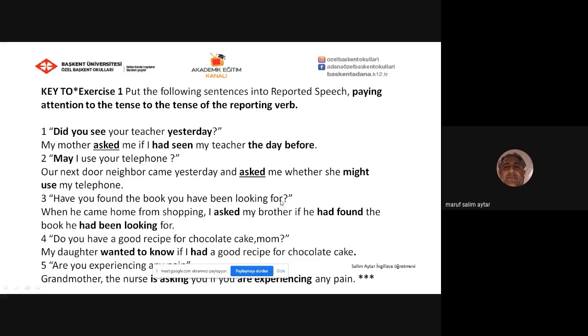Are you experiencing any pain? Grandmother, the nurse is asking you if you are experiencing any pain. Be careful, people. Here, the reporting verb is present. It is not past. And therefore, the tense of the original message does not change.